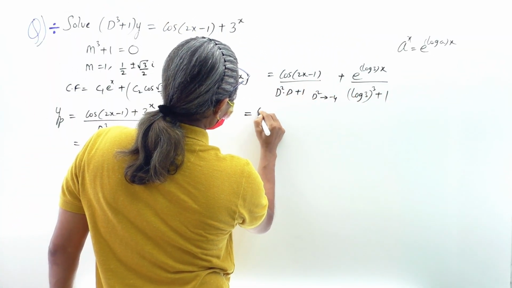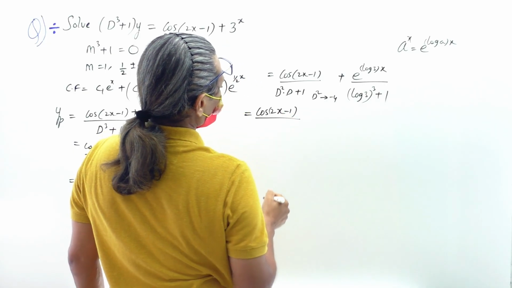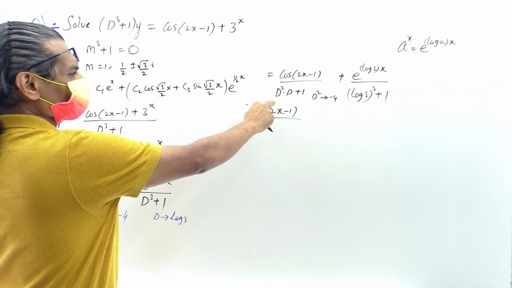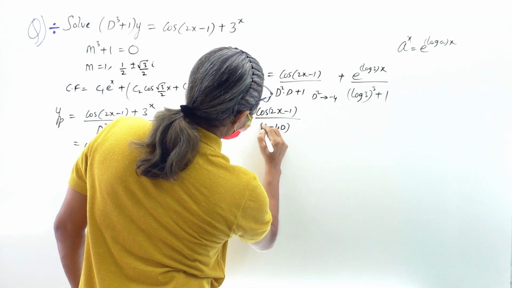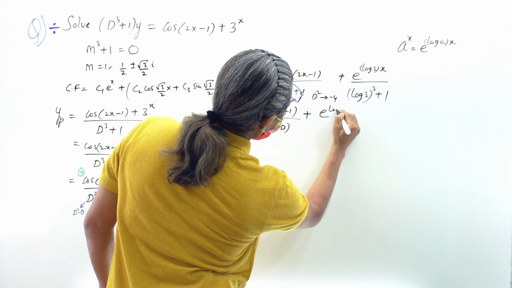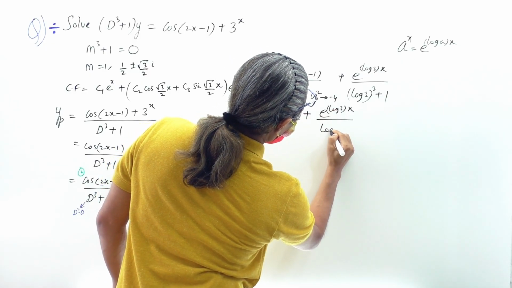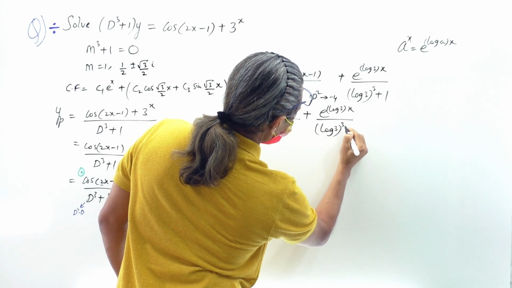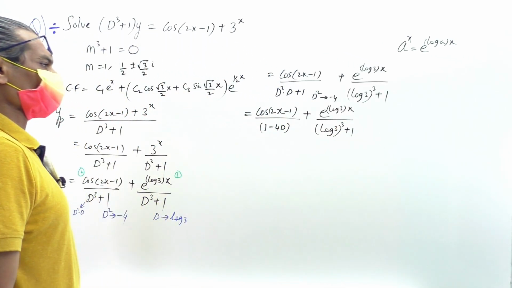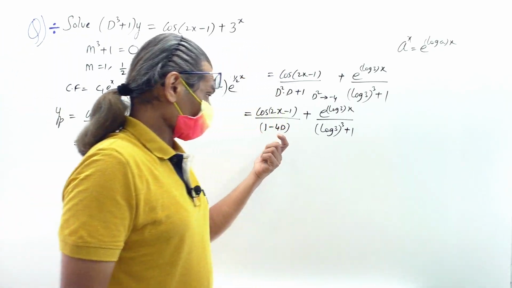So this will be again cos of 2x minus 1 over, in place of d square you are putting what? Minus 4. So write 1 minus 4d plus e raised to log 3x over log 3 the whole cube plus 1. Okay. Now see, this part is solved. This part, you need to remove this.